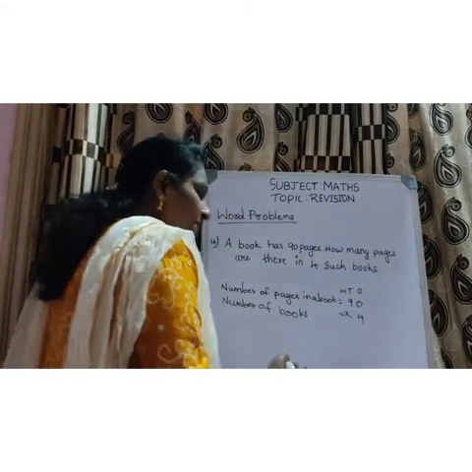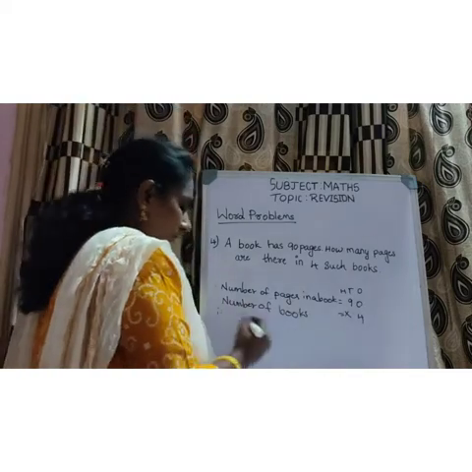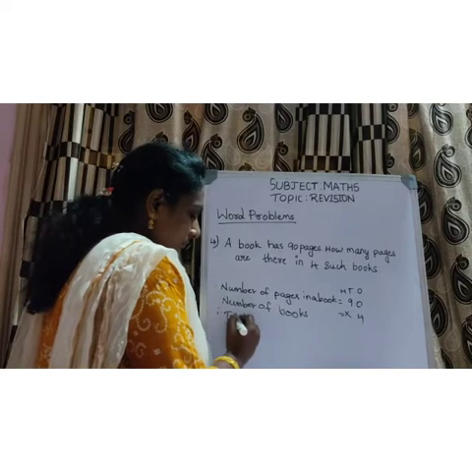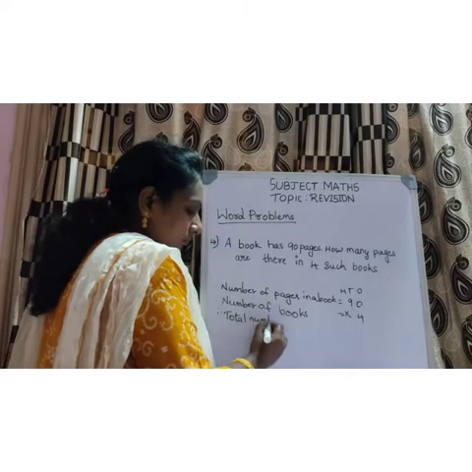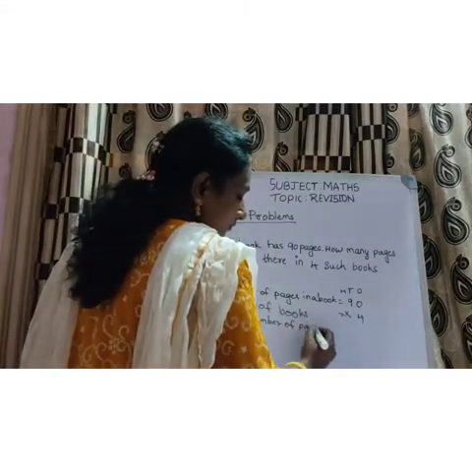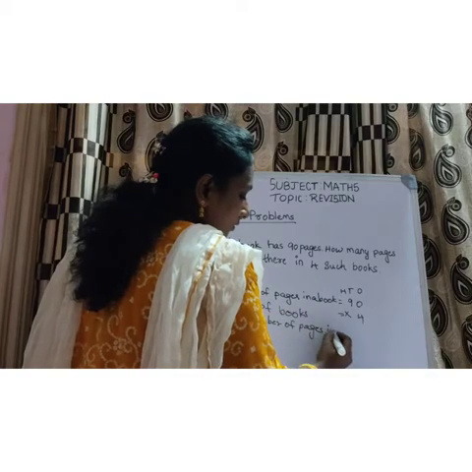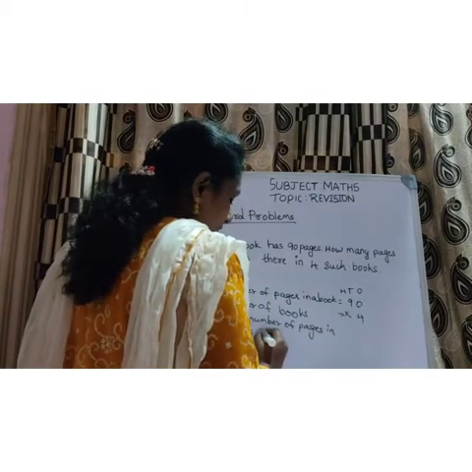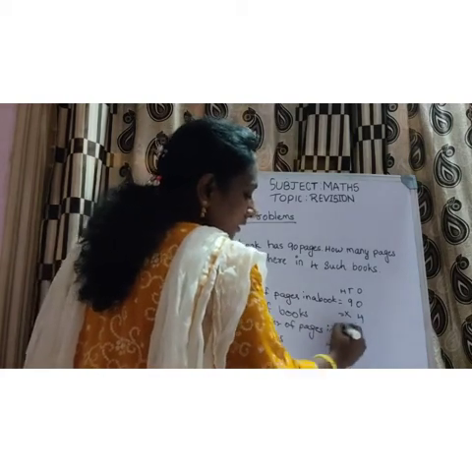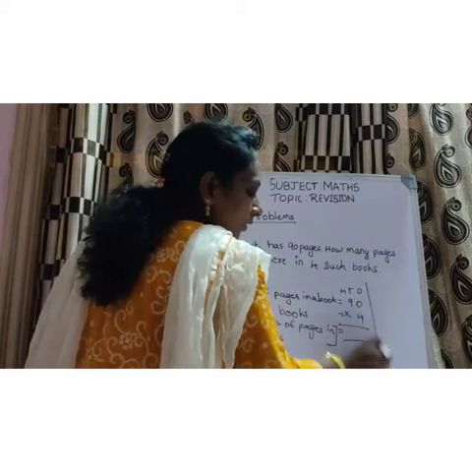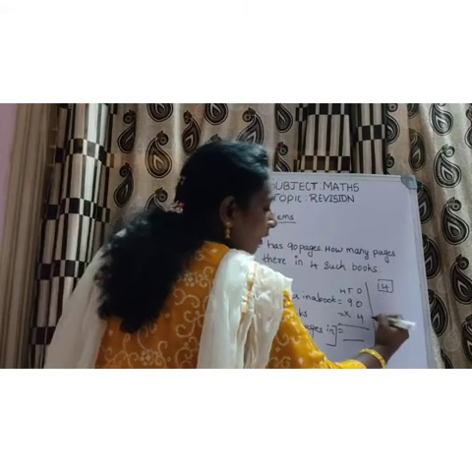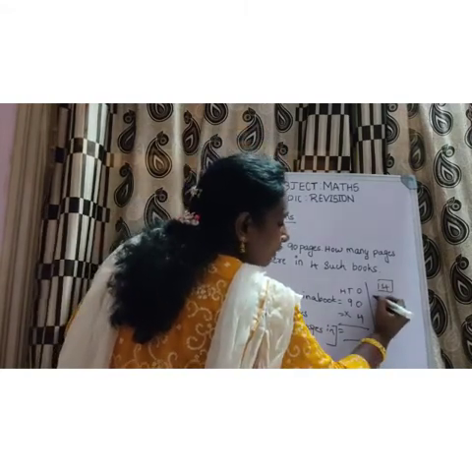Now you should write total number of pages. So what you should find out? Therefore, total number of pages in 4 books. So now we have to multiply and write the answer. Okay. So which table should you write? You should write the table of 4. Write the table of 4 till 9. From 0 to 9 you should write.